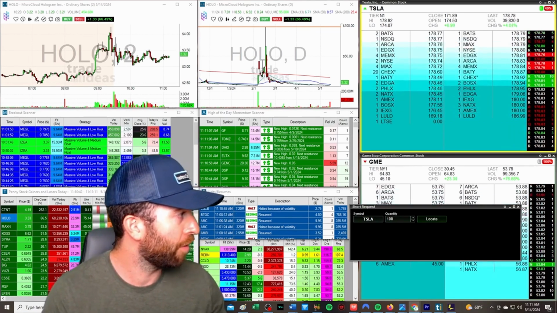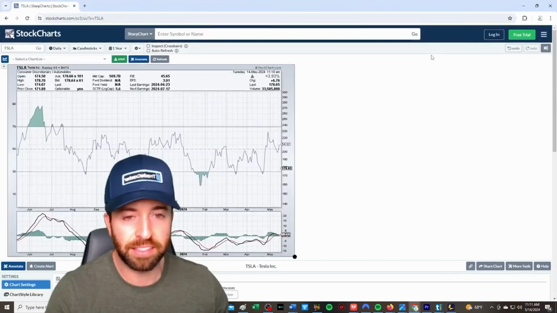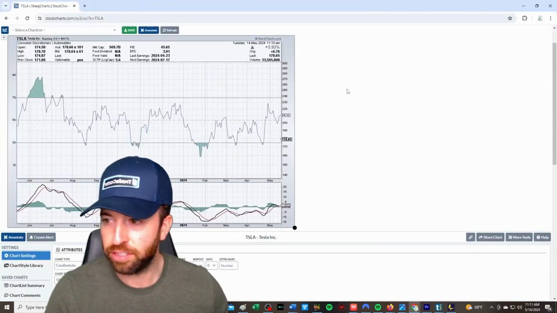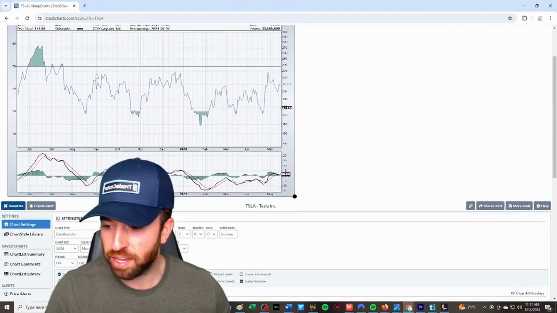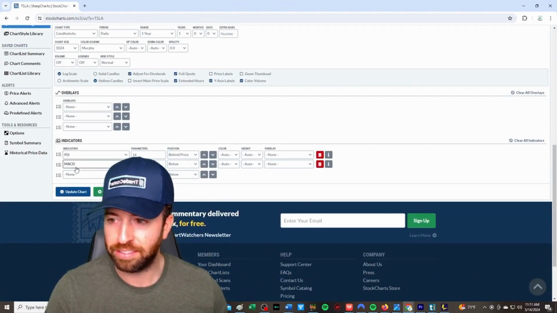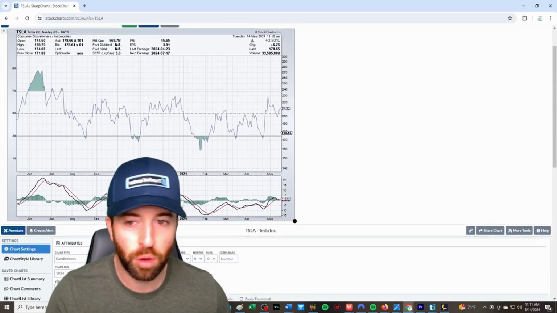Okay. So first things first, let's understand what the MACD is. Let's understand what the RSI is. First, we are going to take a look over on stockcharts.com, and stockcharts.com shows us that we have an RSI and the MACD. That's what I just put on. That's what I was just loading up over on this chart.